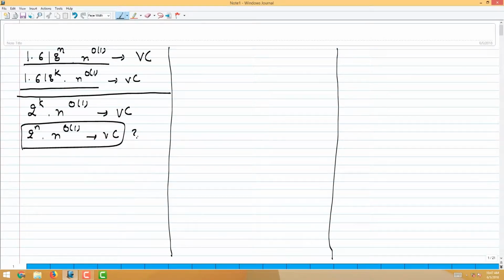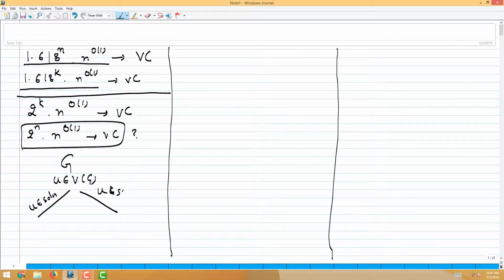Or do you remember how this 1.618 to the power n algorithm worked for vertex cover? What did you do there? Yes, exactly. So let's go with that. So you're given a graph G, and you just arbitrarily pick some vertex u in G. You know that any vertex cover either takes u into it, so u belongs to the solution, or u does not belong to the solution.